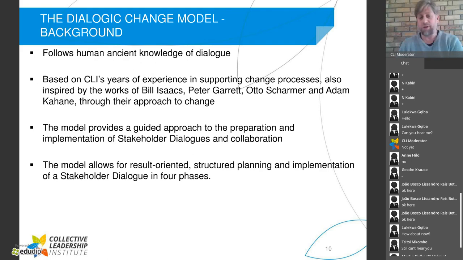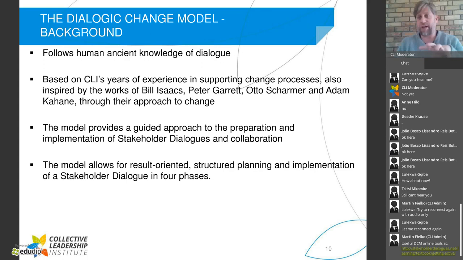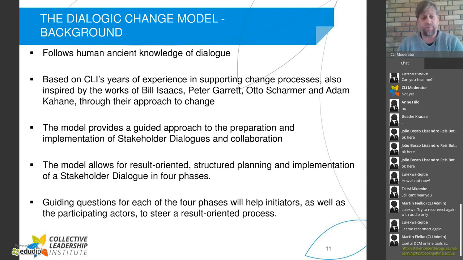The dialogic change model is very much a process competence model, which focuses on the relational aspects of building up a change process. And finally, there are guiding questions for each of the four phases. I don't think we'll be sharing those with you. Those are really part of the pedagogy for our Stakeholder Collaboration One course. But these guiding questions really help to draw attention to aspects that require attention during the four different phases of the dialogic change model.